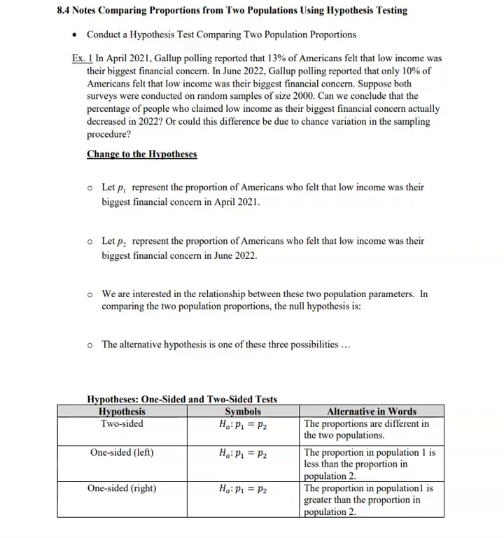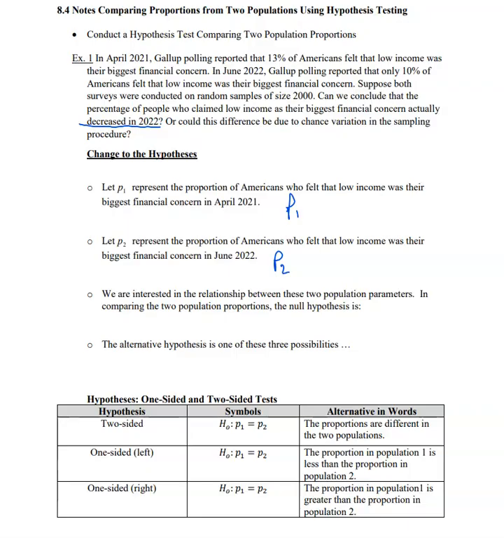Suppose that both of these came from surveys conducted on random samples of size 2,000. Can we conclude that the percentage of people who claimed low income was their biggest concern actually decreased from 2021 to 2022? So we're comparing populations from two different years. Those are going to be the two groups we want to compare. So it says, let P1 represent the proportion of Americans who felt that low income was their biggest financial concern in 2021. So P1 is what we want to estimate, right? That's the proportion for all Americans in 2021. And then P2 is the estimate we want to compare to the proportion of all Americans in 2022.